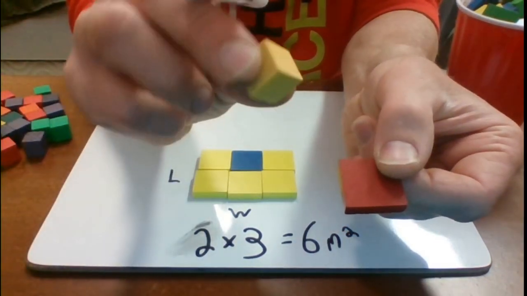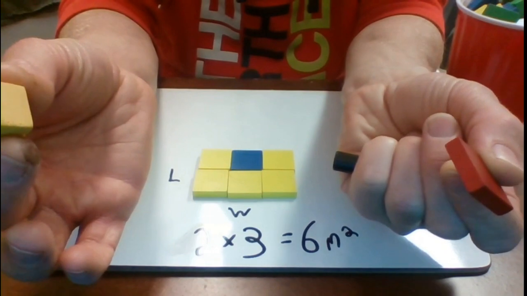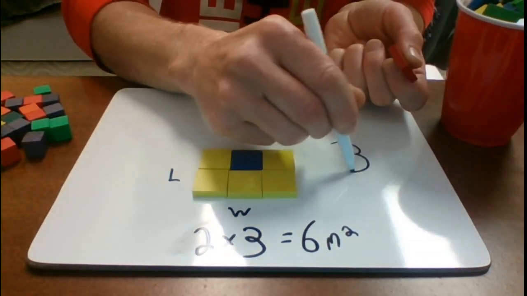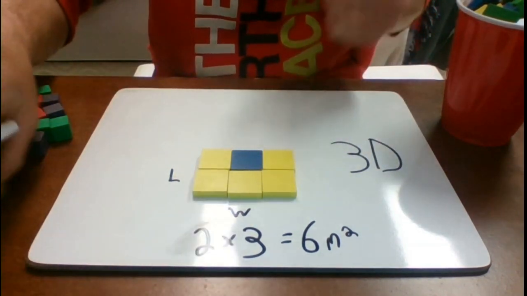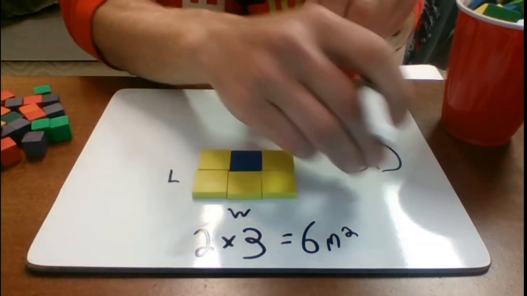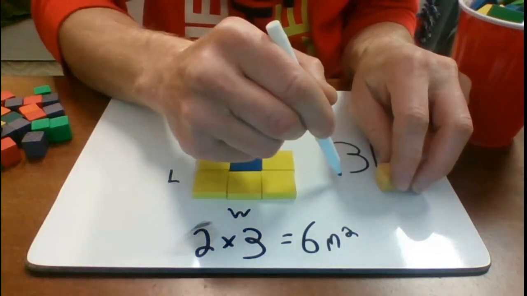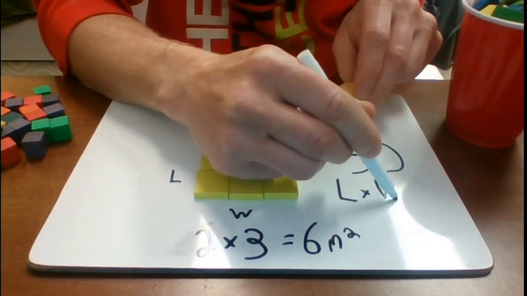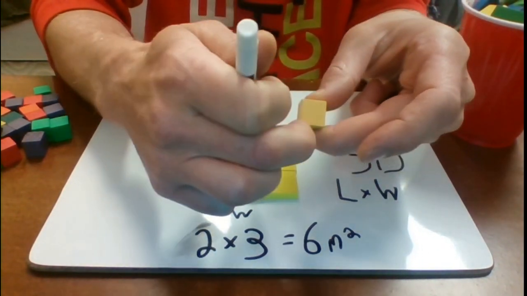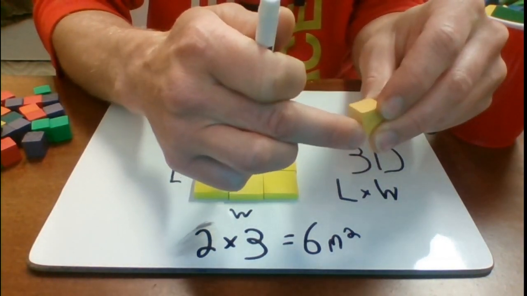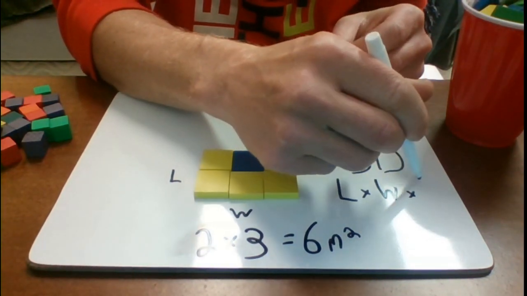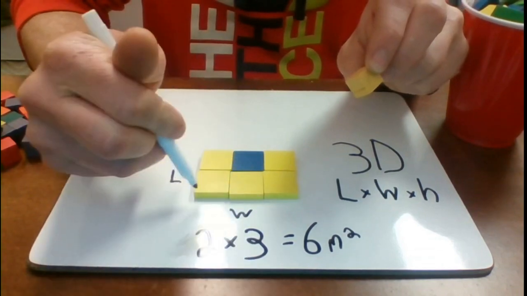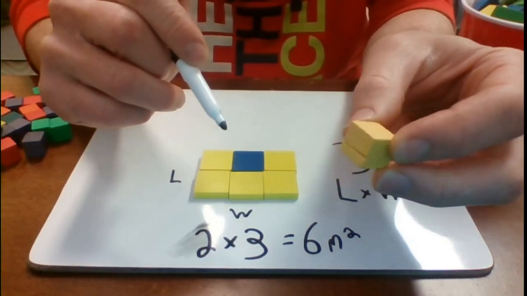Now, in this cube, how many dimensions are there? Well, there are 3 dimensions. We have length, width, and we also have height. So not only do we have our floor tiles, length and width, now with a cube we have height.